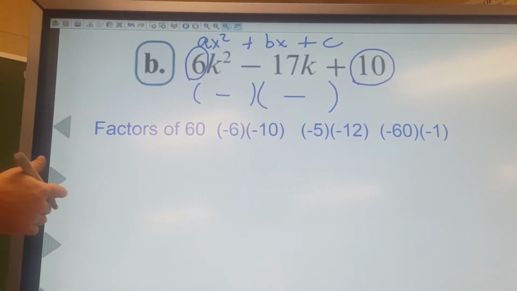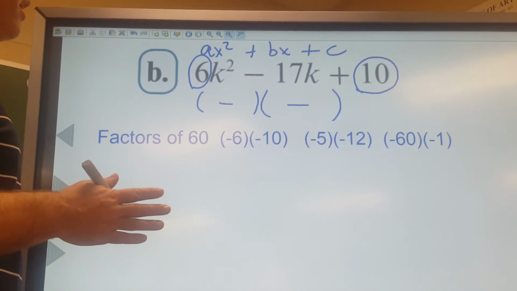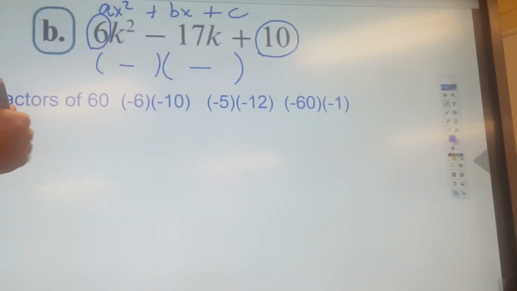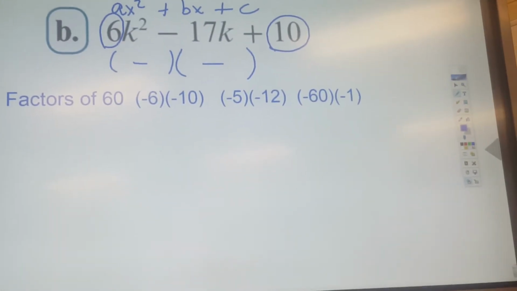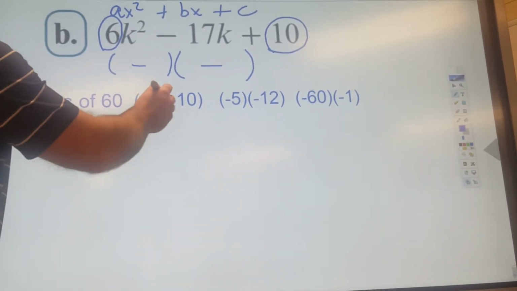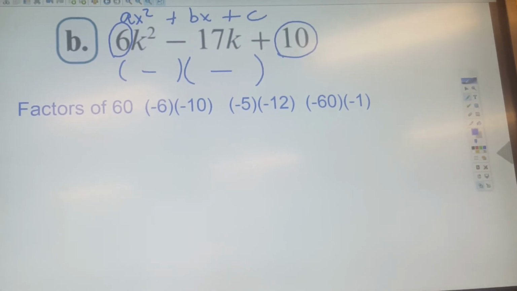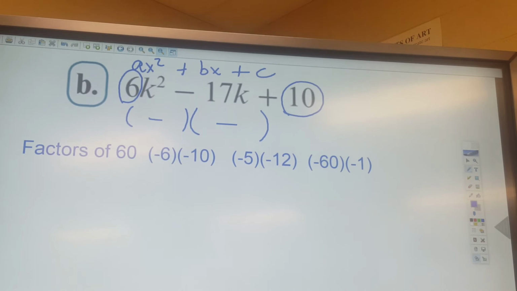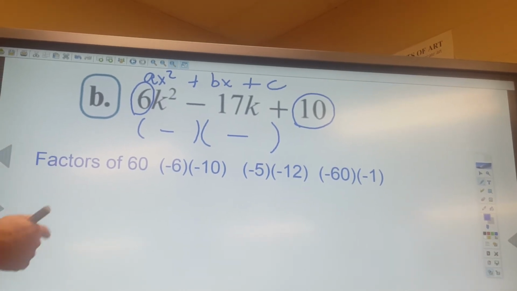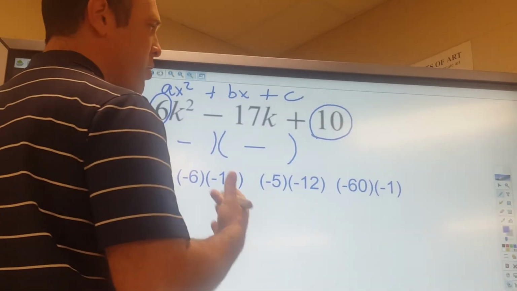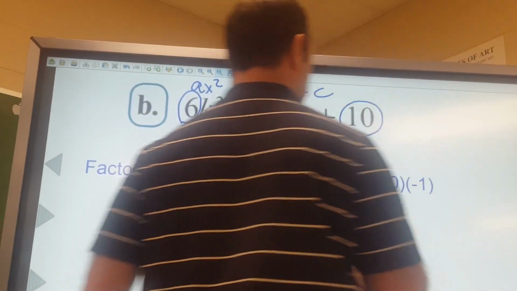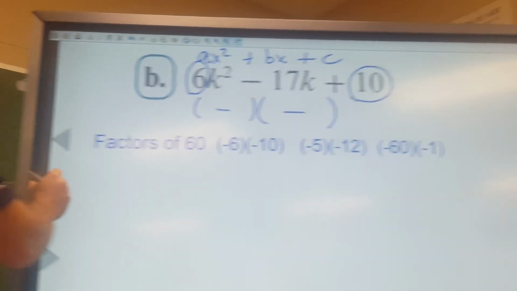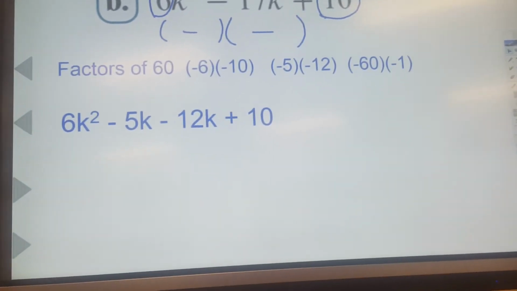Now here's the thing. Maybe you've noticed it. If I took the sum of those two factors, do any of them give me a negative 17? Well, negative 6 plus negative 10 is actually negative 16. Negative 5 plus negative 12 is negative 17. So I'm going to use that fact to help me factor by grouping. So it's going to be systematic. We're not going to have to just guess all these values, which maybe you're pretty good at and maybe you prefer, but if you can't, this will be a better strategy.